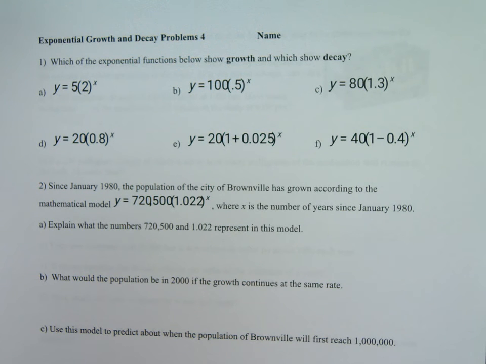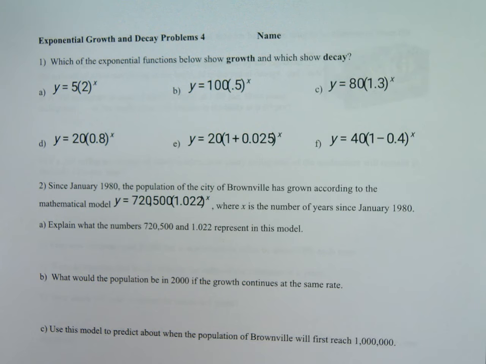Then there's a growth, then decay. Wait a minute, that's growth. It's growth because it's 1 plus that. If I'm adding 1 plus anything, it's going to be greater than 1, right? And that's a decay, and F is a decay. Okay, good. Alright, so let's look at number 2.